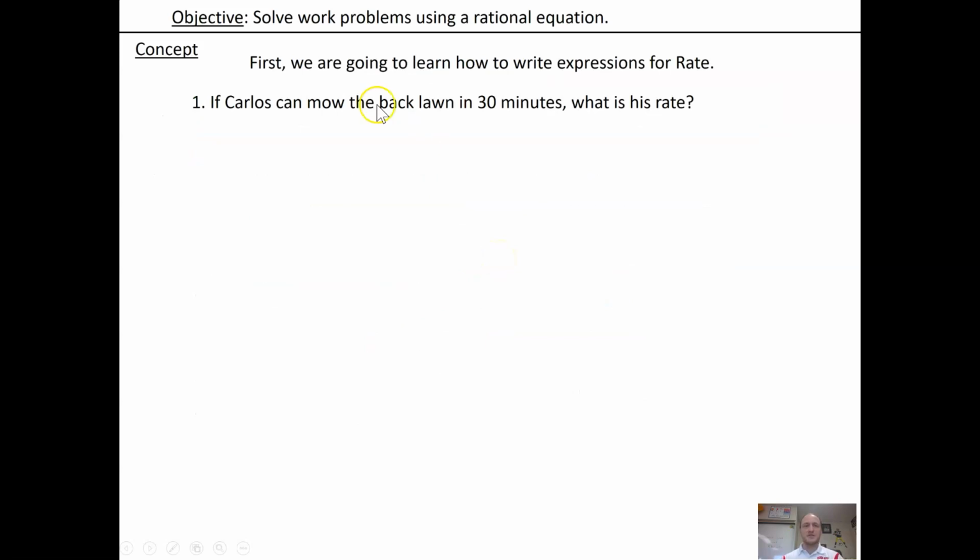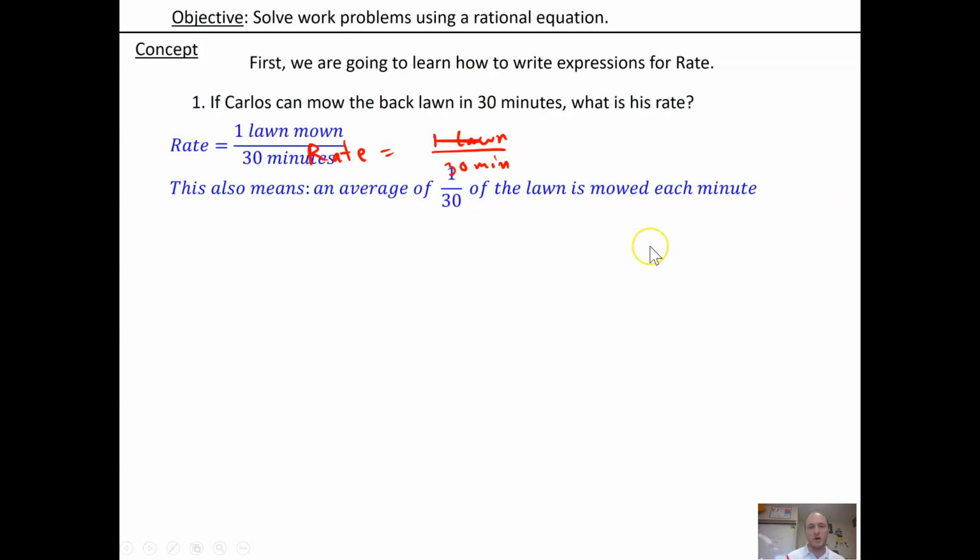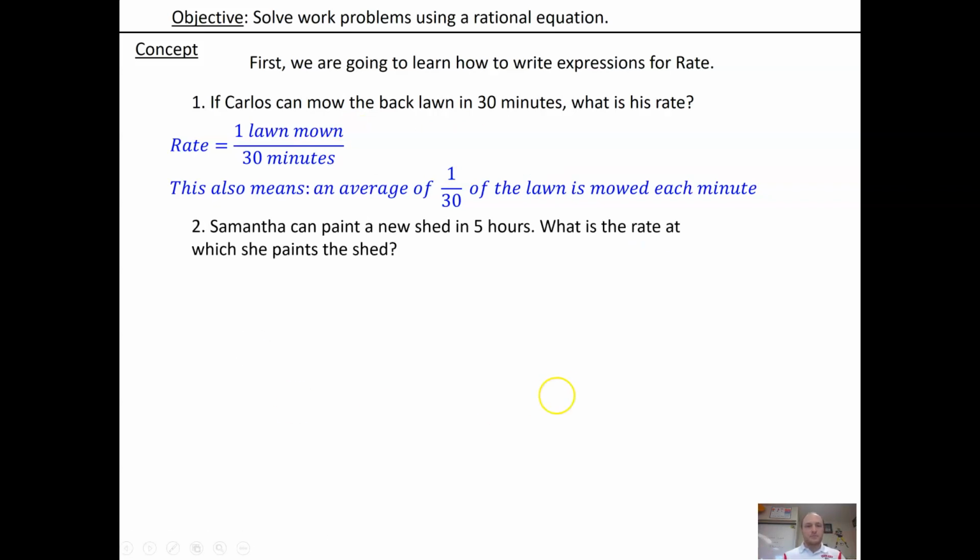So the first example here, let's look at how to write expressions for rate. Number one says, if Carlos can mow the back lawn in 30 minutes, what is his rate? Well, how many lawns is Carlos mowing? His rate is equal to one lawn mowed over 30 minutes. So that's his rate, one over 30.